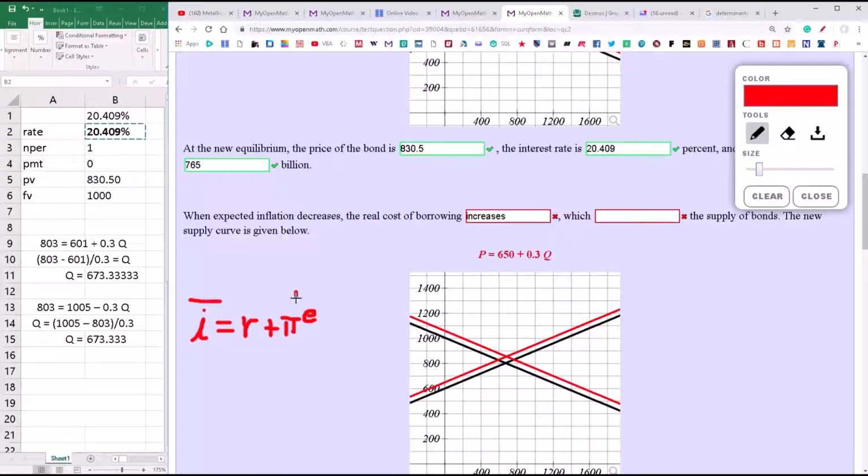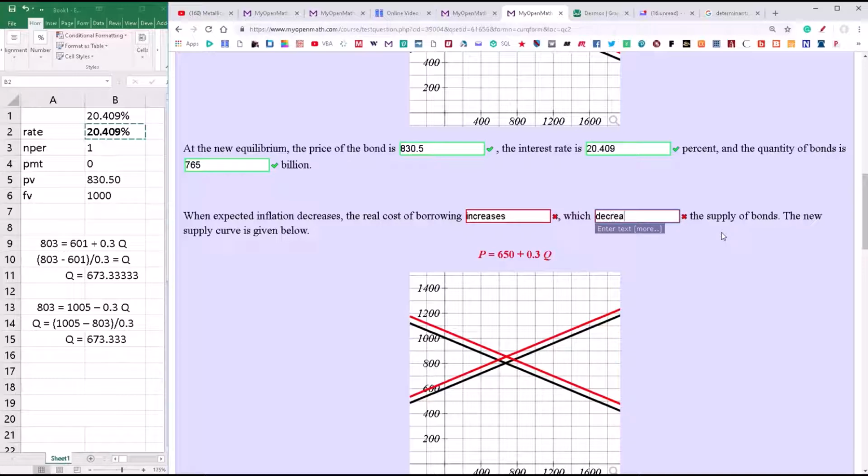Expected inflation decreases. If this decreases by 2, then this has to increase by 2, right? In order for this equation to hold. So the real cost of borrowing increases. Now, how are suppliers of bonds? People that supply bonds are borrowers. If the real cost of borrowing increases, they're going to want to maybe issue less debt. They don't want to take on as much debt. So that's why the supply curve decreases.